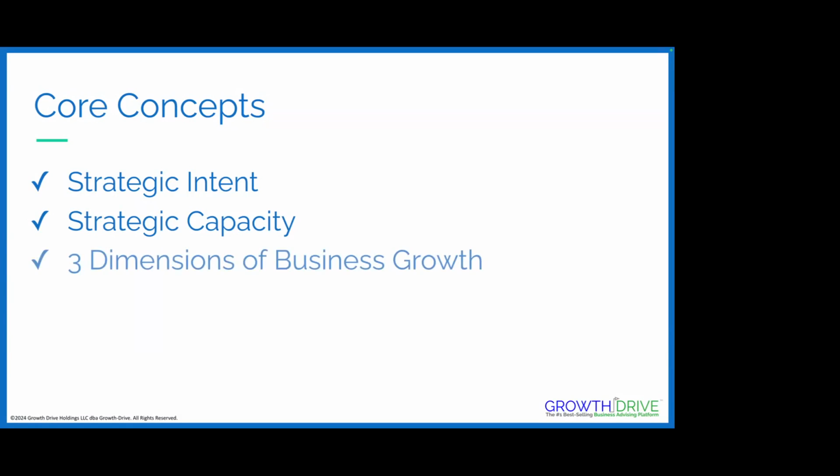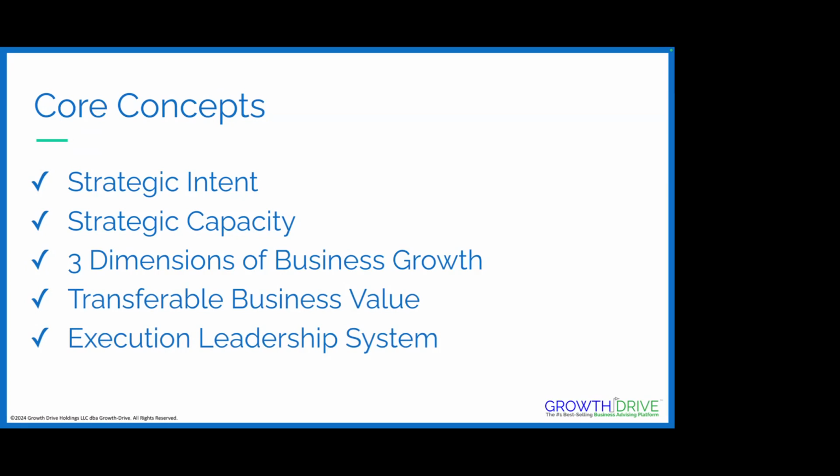Now, here are the core concepts we're going to cover in this 6-part series. We're going to talk about strategic intent and strategic capacity, so intent and the capacity to execute. The 3 dimensions of business growth are foundational methodology, transferable business value, and the impact of strategic capacity on business value. And finally, in the 6th episode, we're going to get into the execution leadership system. This is Growth Drive's business operating system. And I have a surprise for you, a really exciting announcement when we get there.